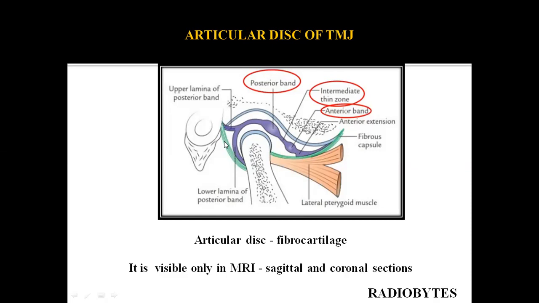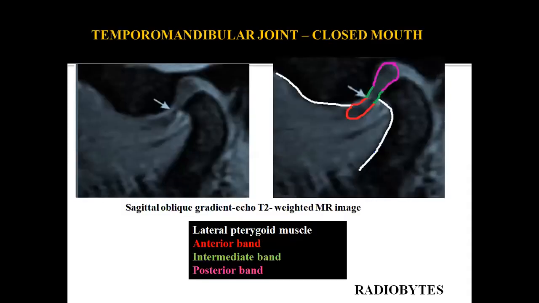The zones of the articular disc are the thick anterior band, which is continuous with the lateral pterygoid muscle, the thin intermediate zone, and the thick posterior band. The tissues behind the posterior band are named as retrodiscal tissues. So this articular disc is basically a cartilage, so it is best visible only in an MRI. The sagittal and coronal sections are considered to best view this articular disc.